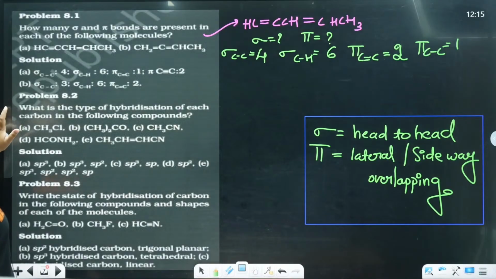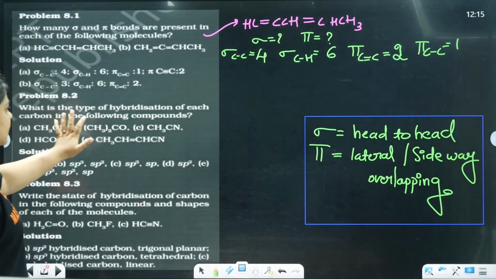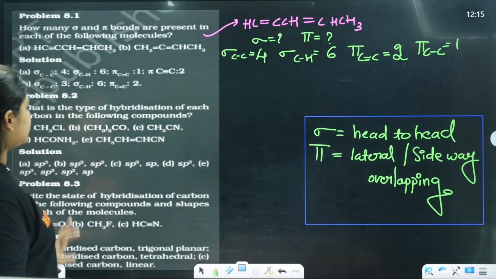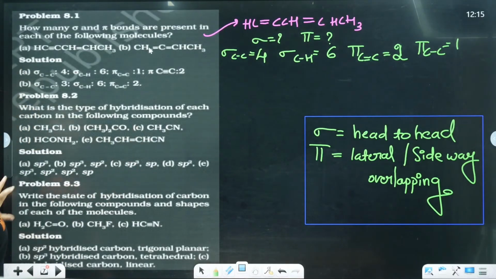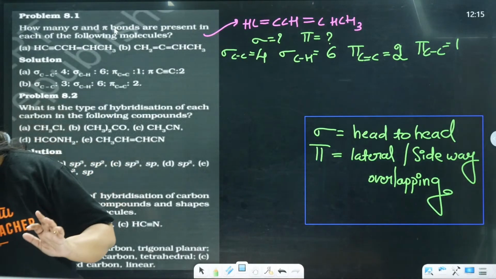Problem number 8.2, same, they have told what is the type of hybridization of each carbon in the following compounds, that is CH3Cl, second option they have given (CH3)2CO and CH3CN. So they have asked what is actually the type of hybridization.